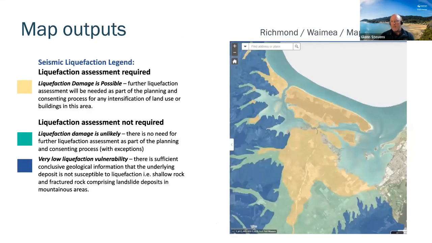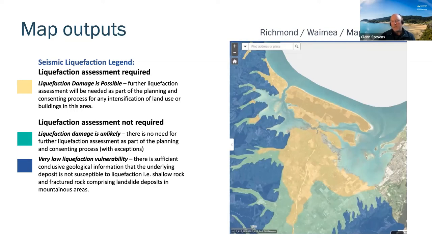Here's an example of that mapped output. This is showing the Waimea Plains, the Richmond, Waimea, Mapua area. I've mapped it into three categories. If we start at the bottom with the darker blue, these are the areas of bedrock or steeper slopes where there's no unconsolidated material to liquefy. So they've been mapped as having very low liquefaction vulnerability. The next category, the teal colour, is where liquefaction damage is unlikely. These are unconsolidated materials, but they're predominantly areas where we know it's gravels or low water tables, such that it's unlikely to liquefy.